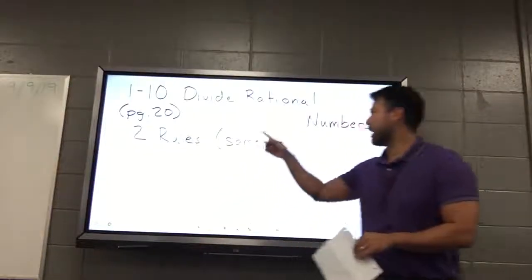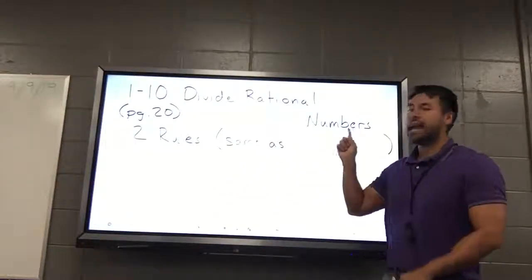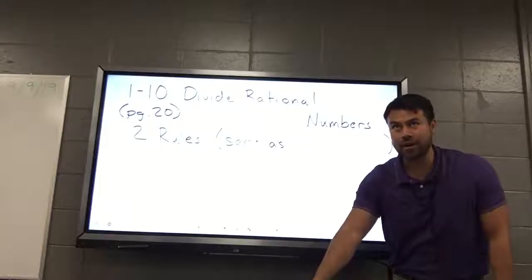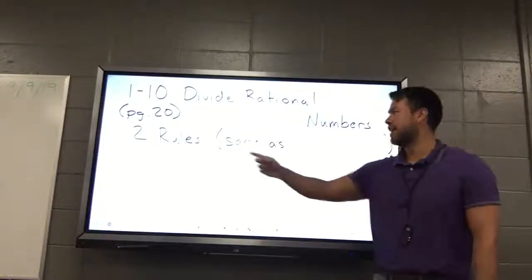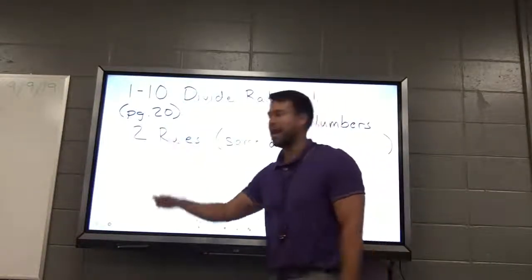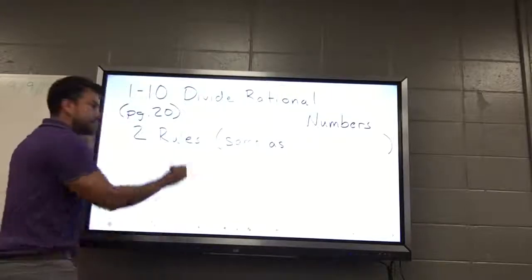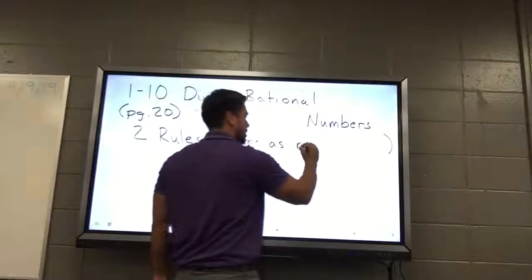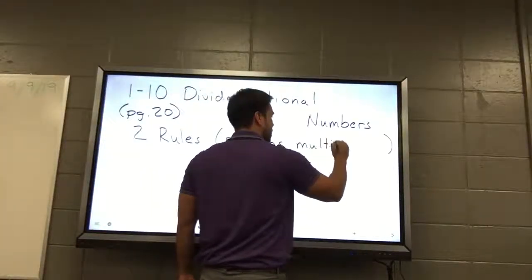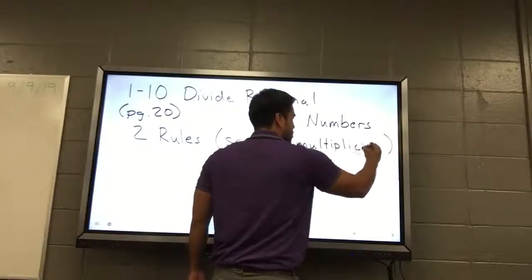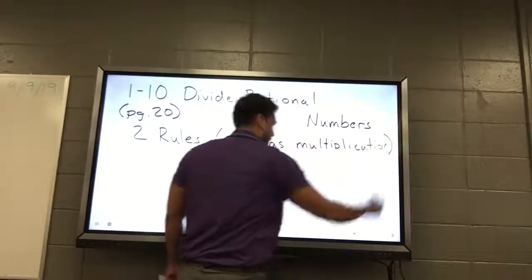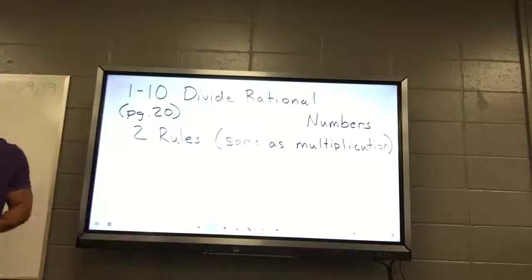All right, so today we're looking at dividing rational numbers. And just like with multiplying rational numbers and adding and subtracting, there are two rules. And I put here in the notes, same as multiplication. It's the same as multiplication. So you're like, wait, what do you mean? What were the two rules for multiplication?